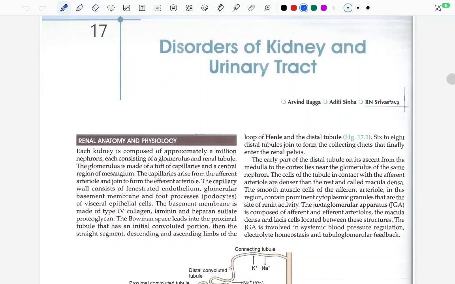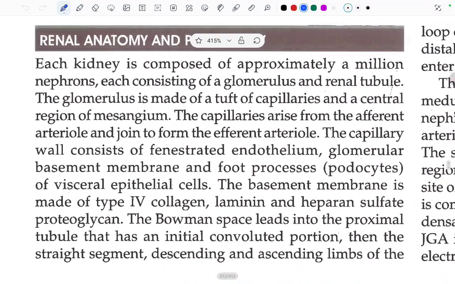Hi, in this video we will start reading about the disorders of the kidney and the urinary tract. Starting with, first, in this video we will discuss the renal anatomy and physiology. Let's start.